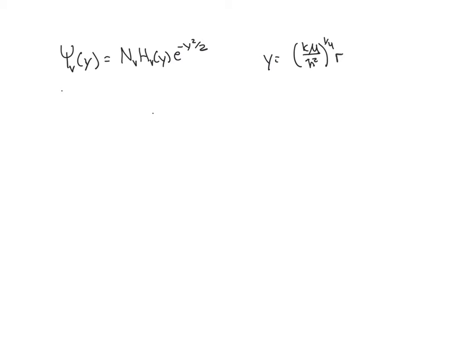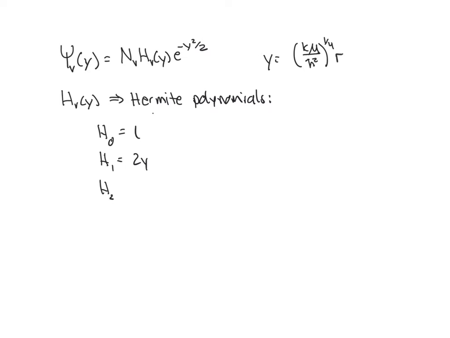So these Hermite polynomials, H, there's a whole set of them, and they depend on the quantum number v. For instance, H0 is just equal to 1. H1 is equal to 2y. H2 is equal to 4y squared minus 2. H3 is equal to 8y cubed minus 12y, and so forth and so on.